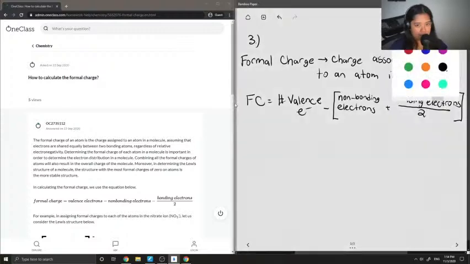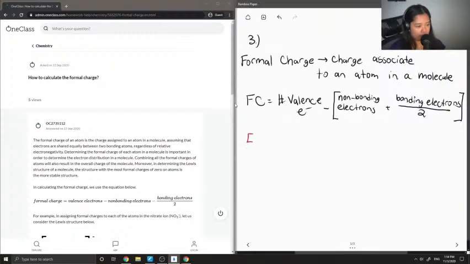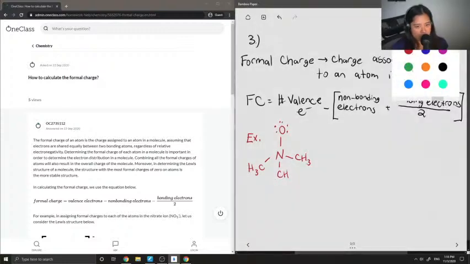So I'm going to have an example here. I'm just going to draw out a nitrogen that has 3 methyl groups and also a single bonded oxygen. And I want to find out the formal charge of all the atoms. So let's say nitrogen, oxygen, and also carbon. So let's do oxygen first.